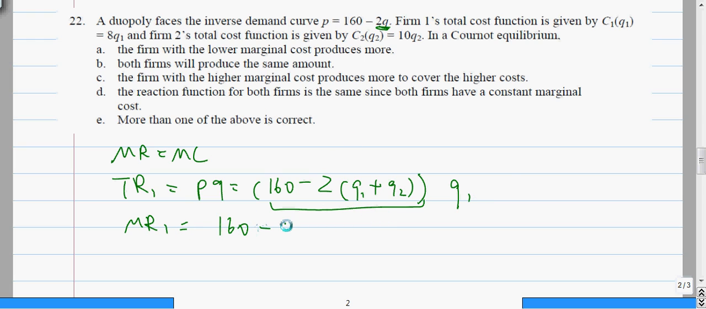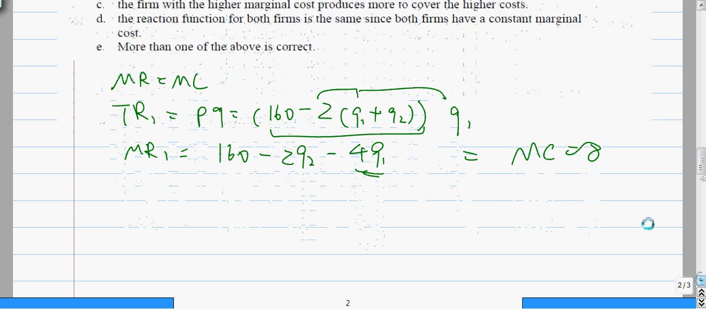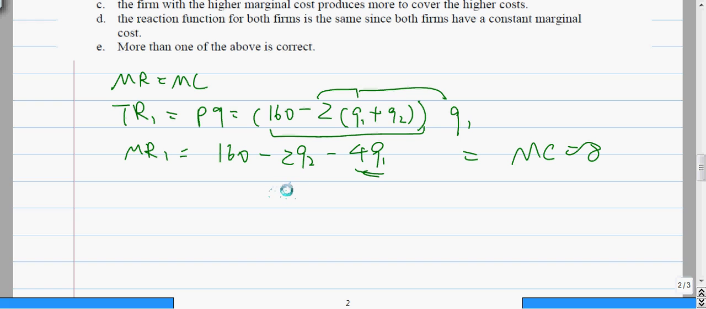So we have this, and then the marginal revenue is just the derivative of this thing, which you get 160 minus 2Q2 minus 4Q1. Because you have a term like this, 2Q1 squared, when you take the derivative, you get 4Q1. And then we set it equal to marginal cost, which for firm 1 is the derivative of total cost, which is 8 here. We set them equal, and then we solve them.